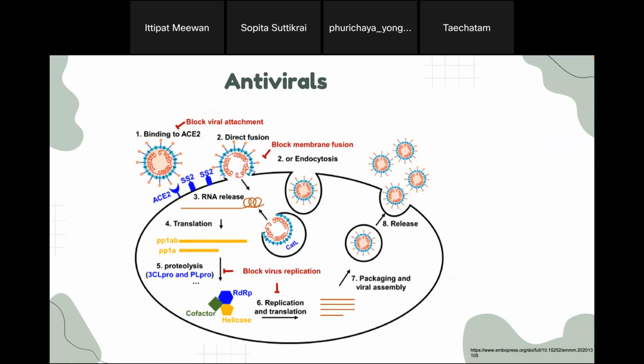The antivirals don't have to be just small-molecule drugs. They can be peptides as well. They can even be a huge protein, as long as they perform the function of stopping viral replication. Then we call them antivirals.